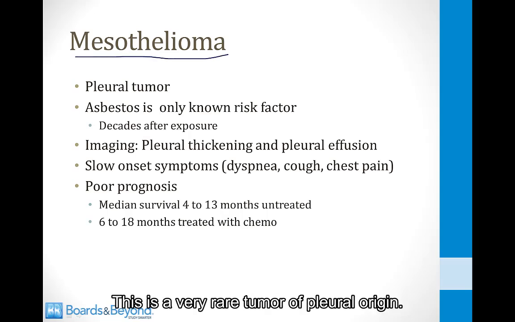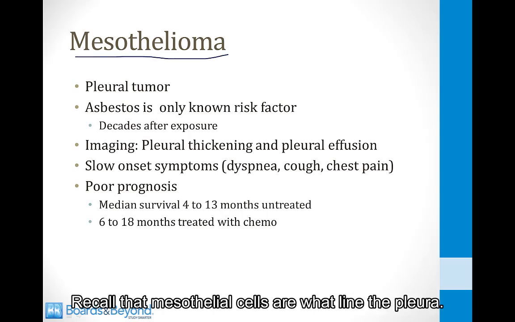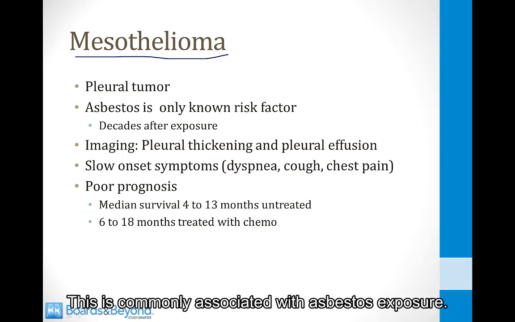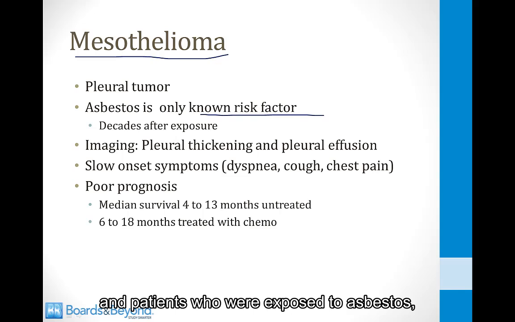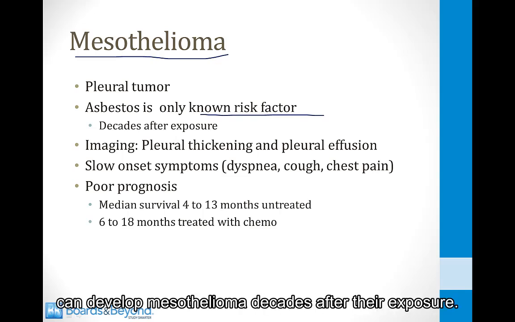The last topic I'll mention in this module is mesothelioma. This is a very rare tumor of pleural origin. Recall that mesothelial cells are what line the pleura. This is commonly associated with asbestos exposure. Asbestos is the only known risk factor for mesothelioma, and patients who were exposed to asbestos, usually from working in shipyards, can develop mesothelioma decades after their exposure.